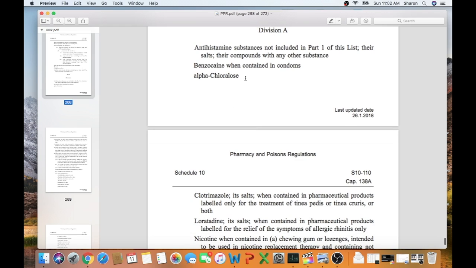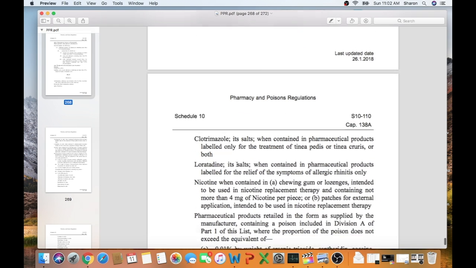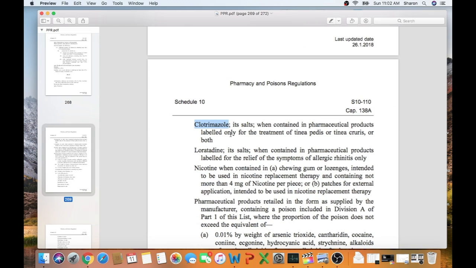Alpha chlorelose, actually I'm not sure what alpha chlorelose is. I doubt that will come up in the exam. Okay, so clotrimazole would be a Part 1 drug, but if it's actually in a product and it's specifically labeled for the treatment of tinea pedis or tinea cruris or both, then it can be sold by an LSP. It's a Part 2 drug then. And here's loratadine, labeled specifically for the relief of allergic rhinitis only, then it can be sold in LSPs.